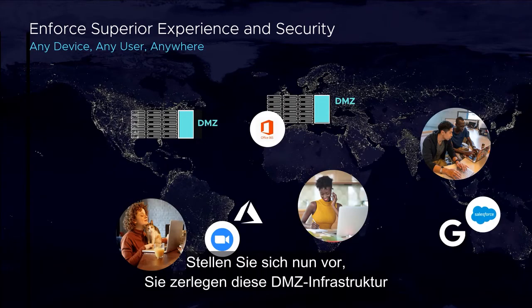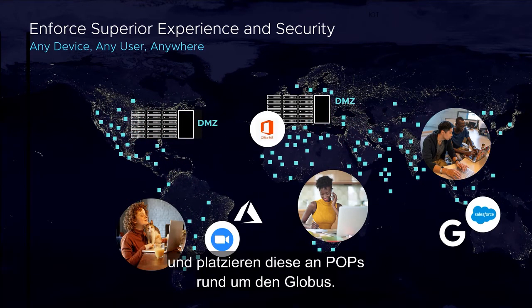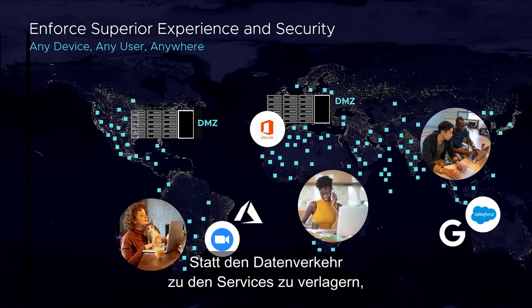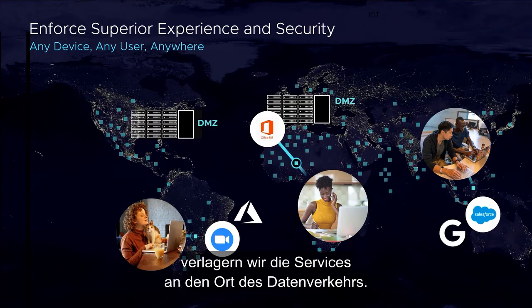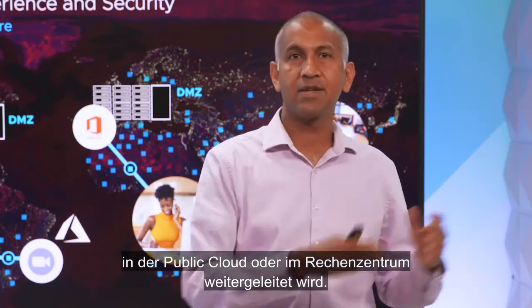Now, imagine if we take that DMZ infrastructure and broke it into hundreds of pieces and placed those in points of presence all around the globe. Instead of moving the traffic to where the services are, we move the services to where the traffic is. Now, the traffic can go directly through the nearest point of presence, and the security will be applied there prior to handing off the traffic to its final destination in the public cloud or in the data center.